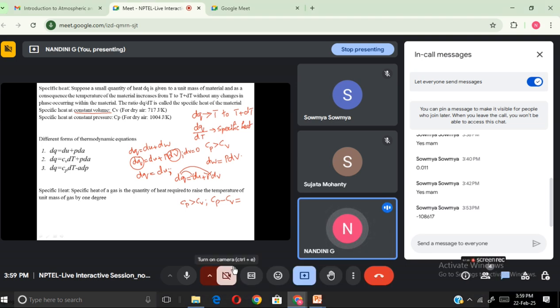Can you tell me what is the value of Cp minus Cv? Cp is 1004 and Cv is 717. So one thing is Cp is greater than Cv. Another interesting factor is to find the difference between Cp and Cv and you will be able to find it. Can you tell me what is the difference? 1004 minus 717, how much will it be?